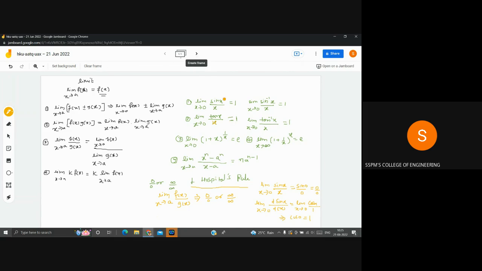So here, next result, the limit of (a raised to x minus 1) upon x as x tends to 0 is equal to log of a. So in this case you observe, when you apply the limit as x tends to 0 in this function, what will be there? a raised to 0 is 1, 1 minus 1 is 0, upon 0, so 0 by 0.